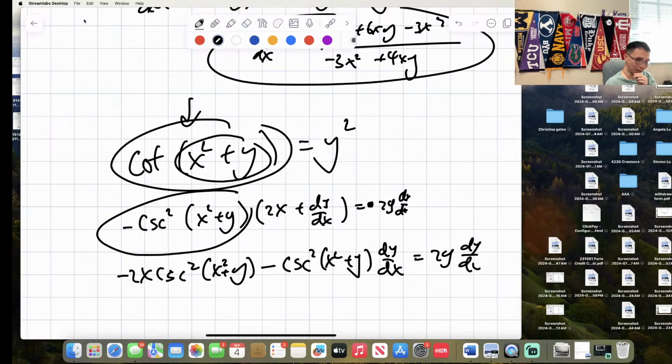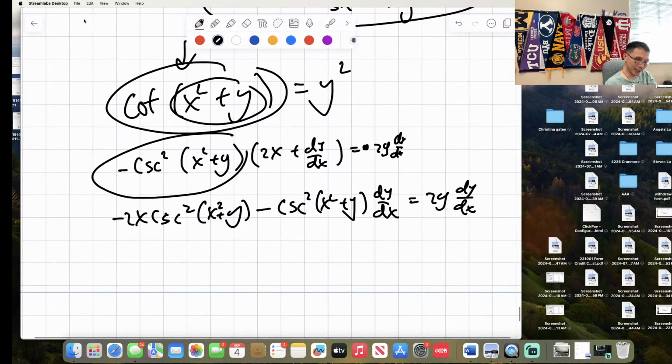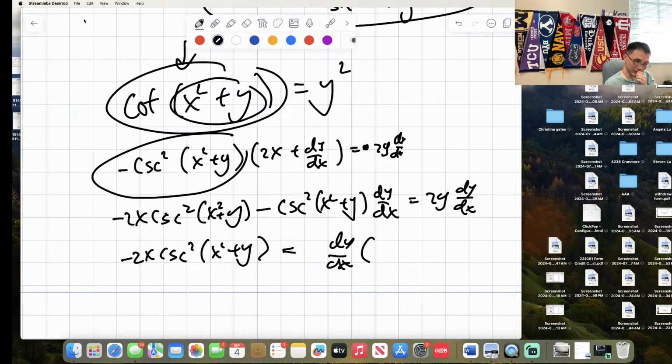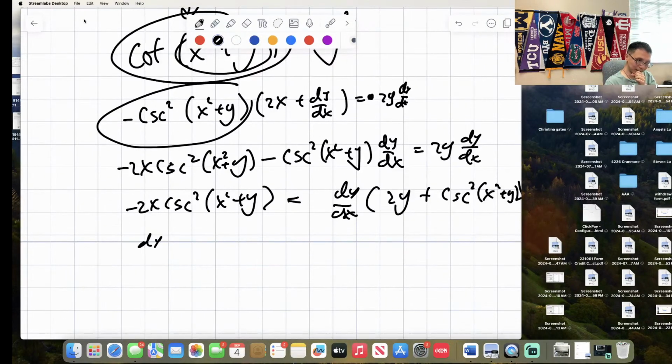The biggest problem you guys had last year is the argument. You cannot break the argument. You're just going to have to distribute the whole thing as is. You can move to the other side. So that's negative 2x CSC squared of x squared plus y. And you factor out dy dx on the other side. That's going to be 2y plus CSC squared of x squared plus y. And then you can solve for dy dx. Do you remember this now?